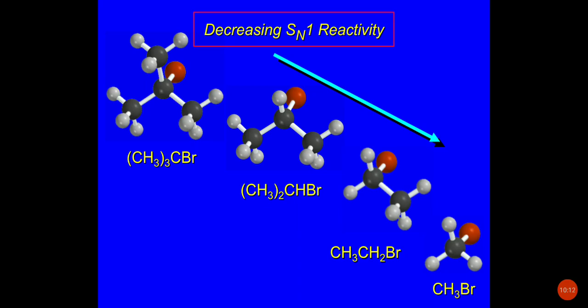So then what is the reason for that? You can see that reason. Here, decreasing SN1 reactivity. One example is given there: (CH3)3CBr, (CH3)2CHBr, CH3CH2Br, then CH3Br. This is a decreasing order. So first one, (CH3)3CBr, gives the tertiary carbocation. Then (CH3)2CHBr gives a secondary carbocation. Then CH3CH2Br is primary. Also CH3Br is primary.